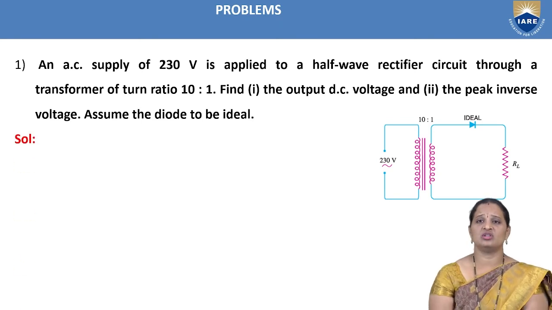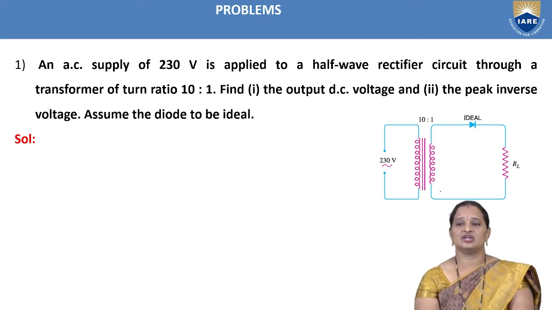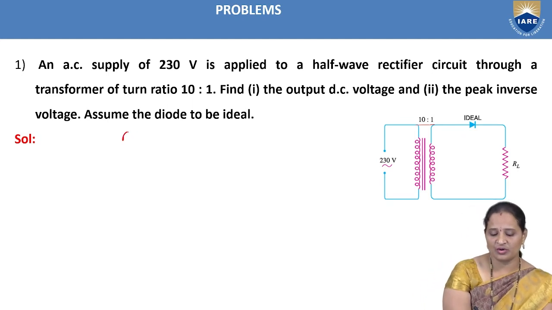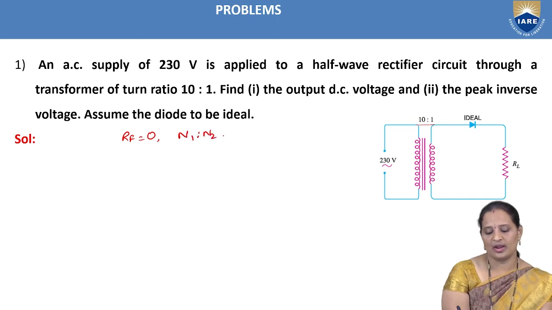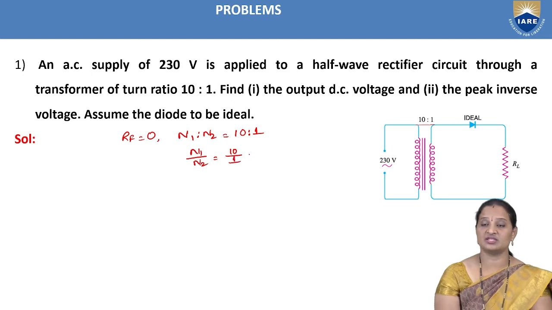Now we need to solve this for finding out the DC output voltage and peak inverse voltage of the diode used in the half wave rectifier. This is the half wave rectifier circuit, in which the turns ratio is given, which is 10:1. That means the primary has 10 turns, whereas the secondary has 1. And this is an ideal diode. For an ideal diode, you have to consider RF equals 0, and it is given that N1 to N2 is 10:1. That means N1 by N2 is equal to 10 divided by 1.